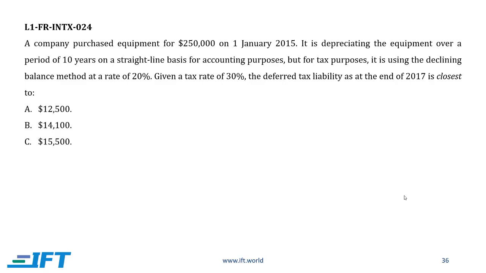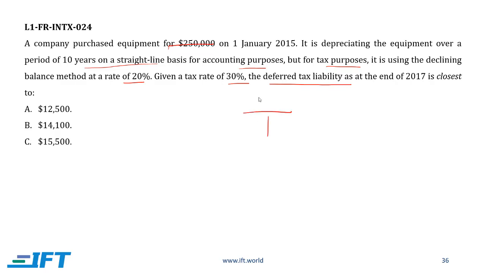Question 24. A company purchased equipment for 250,000. It is depreciating the equipment over a period of 10 years on a straight line basis for accounting purposes, but for tax purposes it is using the declining balance method at a rate of 20%. And given the tax rate of 30%, your deferred tax liability. Now at times you won't be given what is being created, deferred tax liability or deferred tax asset. So how do we know which is being generated?